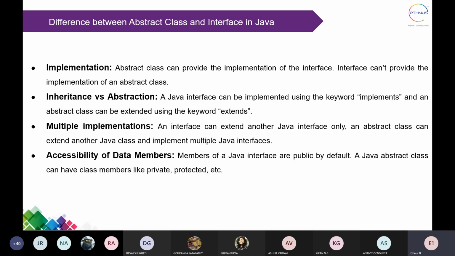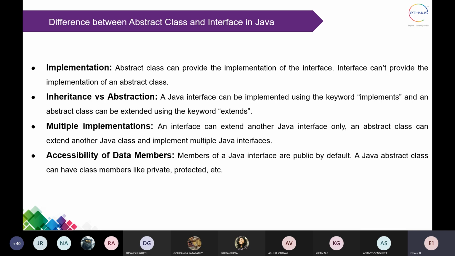And while coming to implementation, an abstract class can provide implementation of the interface. So here we have seen that the abstract class is coming under this interface. An abstract class can provide implementation of the interface, but an interface cannot provide implementation of an abstract class. It cannot be done vice versa. So that is not possible. Here it is just given between inheritance versus abstraction. Inheritance is an extension over a class, but an abstraction has an implementation. So that is what they have given.